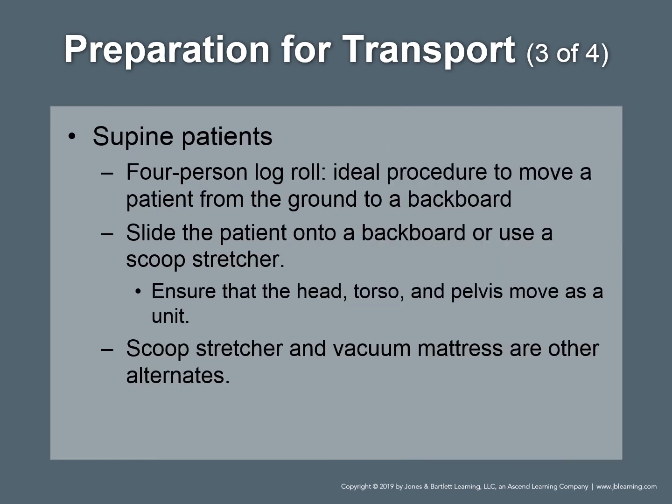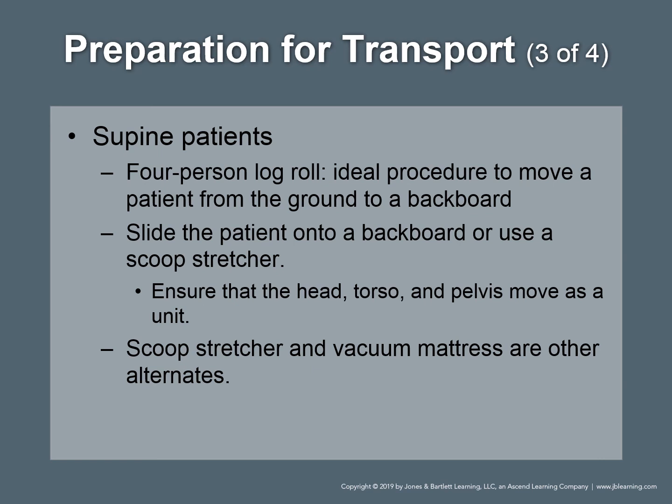For splinting patients, the four-person log roll is an ideal procedure for moving patients from the ground to a backboard. That's where you have someone holding C-spine, two or three people doing the log roll, one person on the spine board. Slide them up in a Z pattern if they're not exactly centered. That means slide the patient straight down and then straight back up while moving them over to seat their head in that CID.